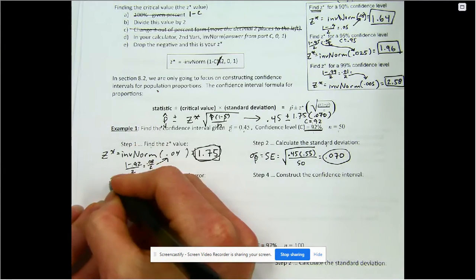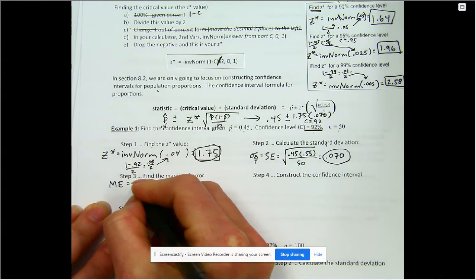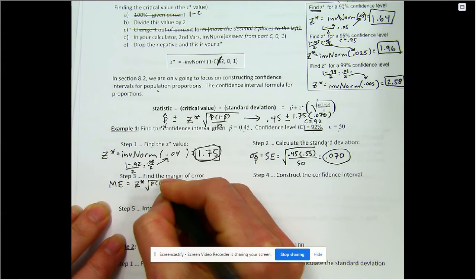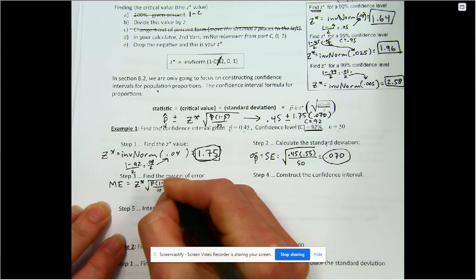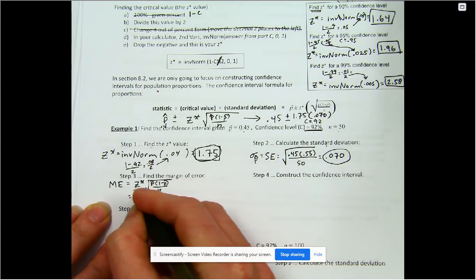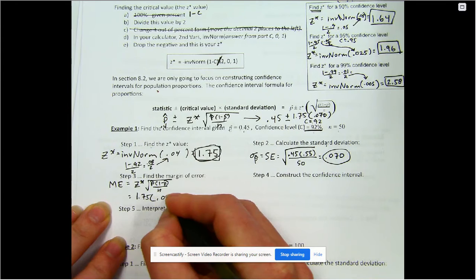Now, when they ask us to find the margin of error, I just want to remind you that our margin of error is simply our critical value, Z star, times our standard deviation, which is the square root of p times 1 minus p over n. It's really p hats, though. So we have those values. Our Z star is 1.75. Our standard deviation is 0.070.